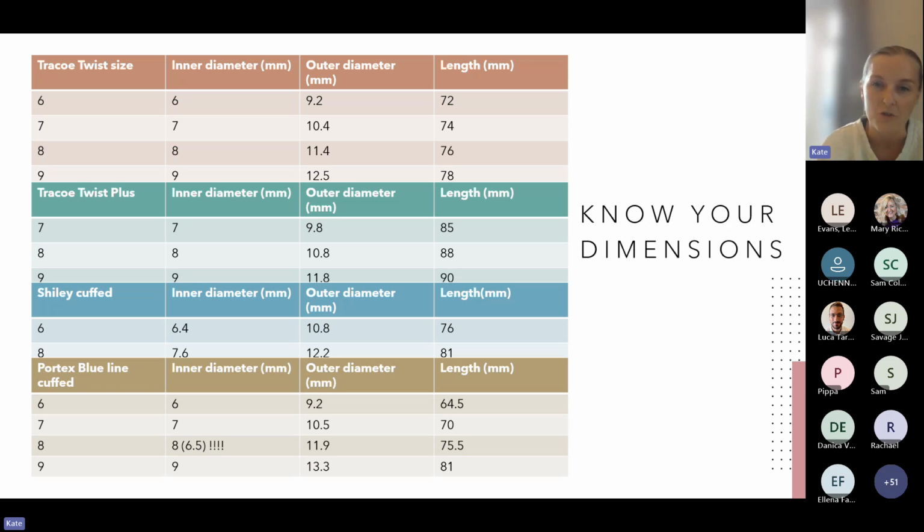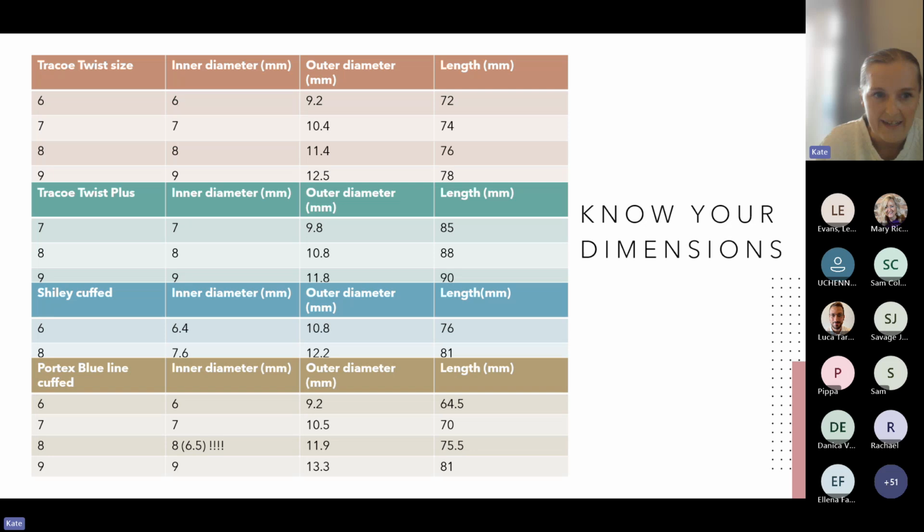And the same for your Tracheo Twist Plus. But as Elena said earlier, the outer diameter is different. So for your Twist, your outer diameter is actually 11.4, whereas your Twist Plus, it's only 10.8. So you are gaining millimetres if you go for a Twist Plus, and you're creating bigger space and bigger airflow around your tracheostomy, especially when you're trying to wean and provide a one-way valve and things like that. So it's definitely worth considering.